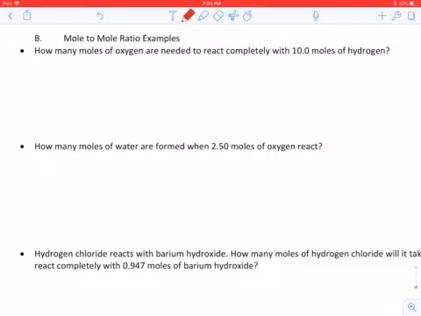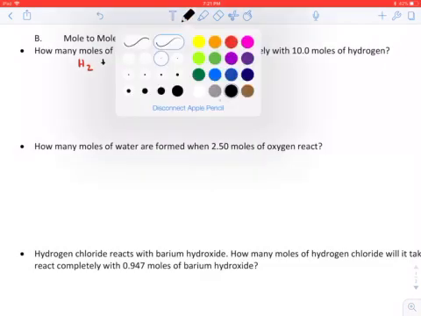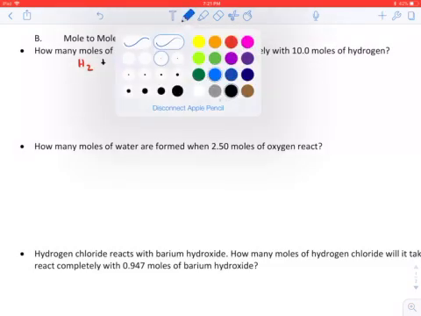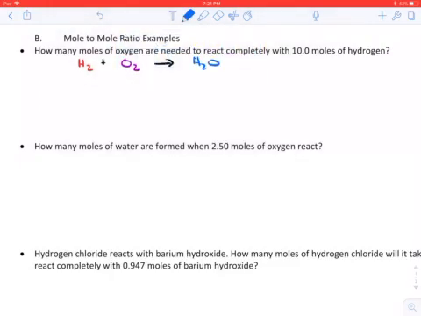We've got multiple ratio examples. How many moles of oxygen are needed to react completely with 10 moles of hydrogen? Our first step is to write our balanced chemical equation. I'm going to change colors quite frequently here just so we can see where numbers are coming from. Hydrogen gas is H2. We're going to add O2 because it says oxygen gas, and we're going to form H2O. Now we've got to go back and balance.